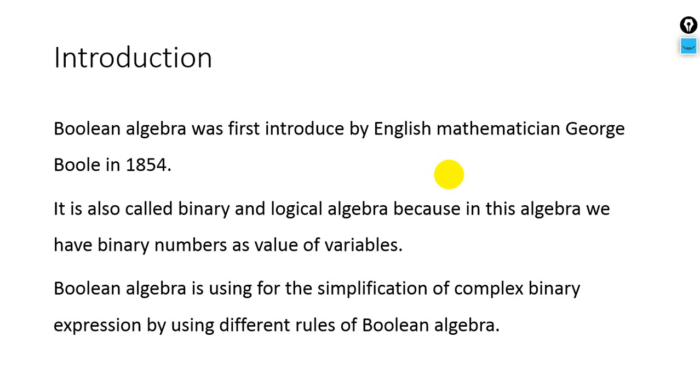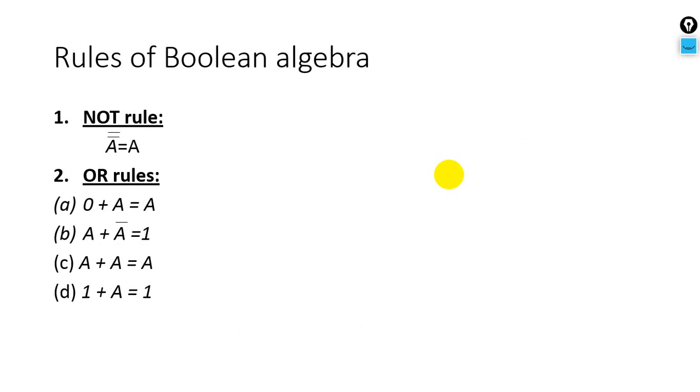Okay, and then I told you that we are using Boolean algebra for the simplification of a complex binary expression by using different rules of Boolean algebra. So if we have a complex Boolean expression, we use Boolean algebra for the simplification of that expression. Then you will see how we simplify those complex Boolean expressions. But before this, you need to know about the rules and laws of Boolean algebra.